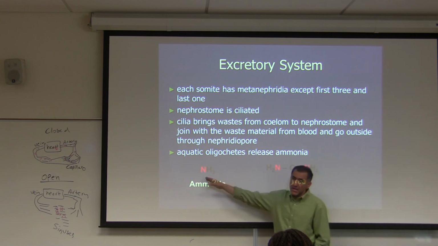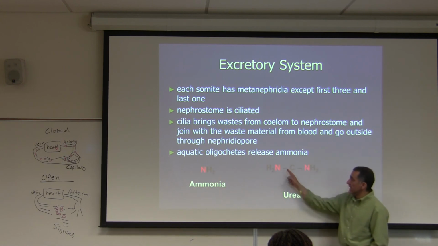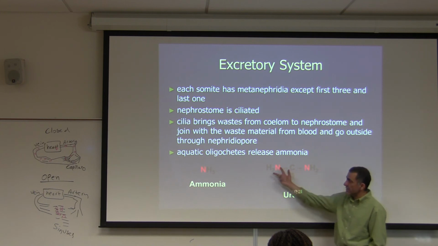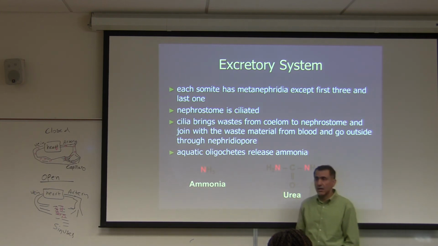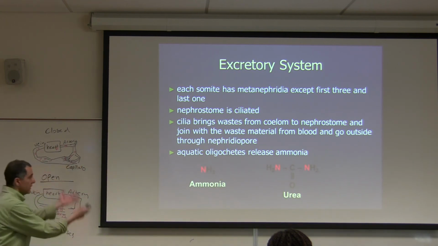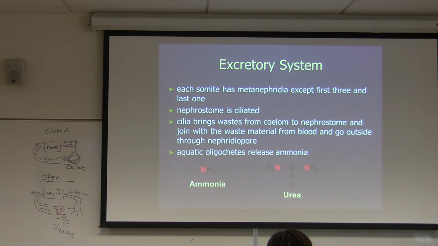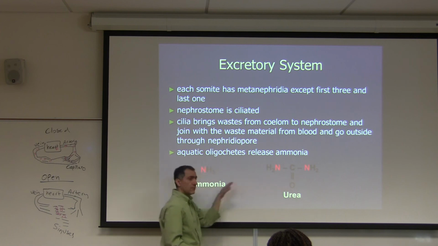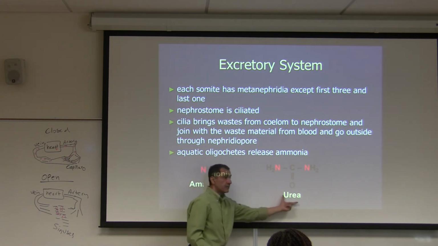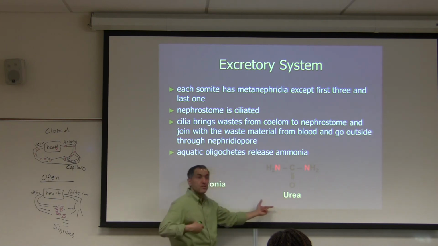Ammonia is NH3, urea is NH2, one of the carbons inside attached to oxygen, and the carbon inside is attached to one ammonia on that side, one ammonia on that side. So they have two ammonia groups with the carbon inside. Anyhow, I gave you the structures. But in general, not only the structures you have to know, the chemical formula, and so on and so forth. Aquatic animals, ammonia release, and terrestrial animals, urea release.